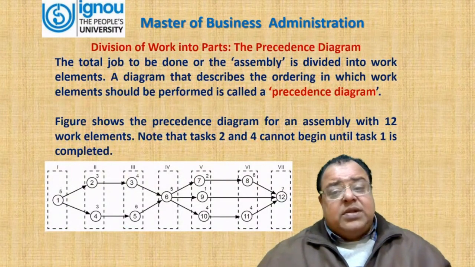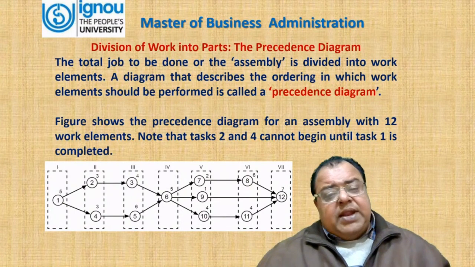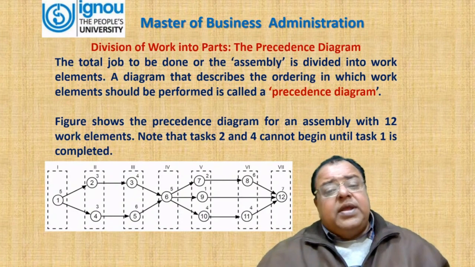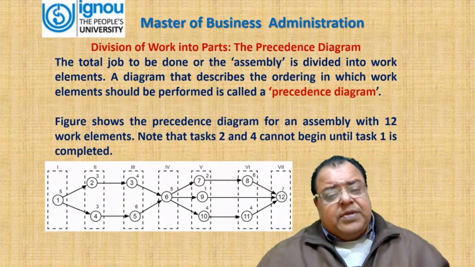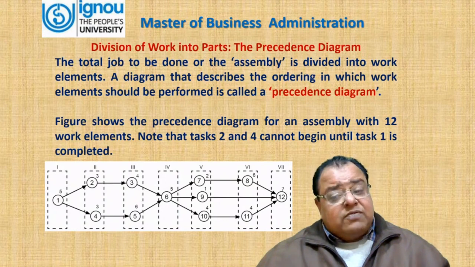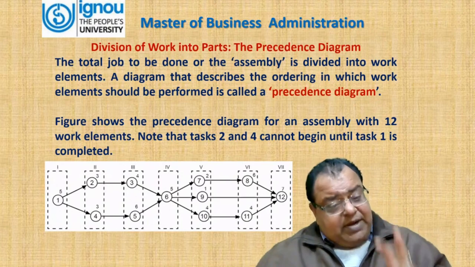Division of work into parts, the precedence diagram. The total job to be done on assembly is divided into work elements. A diagram that describes the order in which the work elements should be performed is called a precedence diagram. This figure shows the precedence diagram of an assembly with 12 work elements. Note that 2 and 4 cannot begin until task 1 is complete, as the diagram depicts.